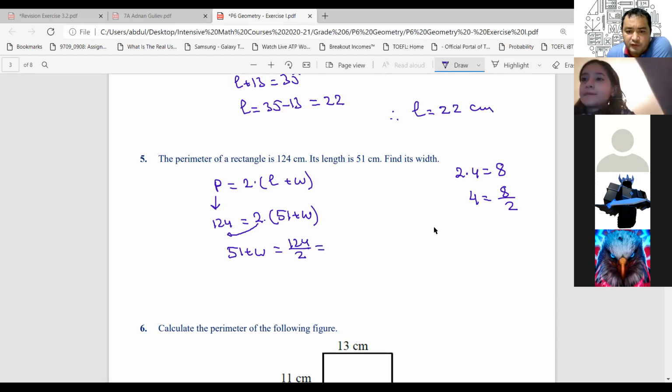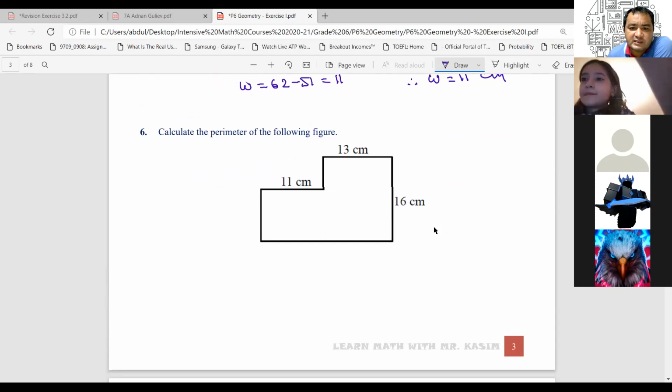What is 124 over 2? That's just equal to 62. So 51 plus W is equal to 62. That means W is equal to 62 minus 51, which is equal to 11, right? So the width of this rectangle is 11 centimeters. Now, guys, can you do the next question, 6? You have 1.5 minutes to do this question. Start.